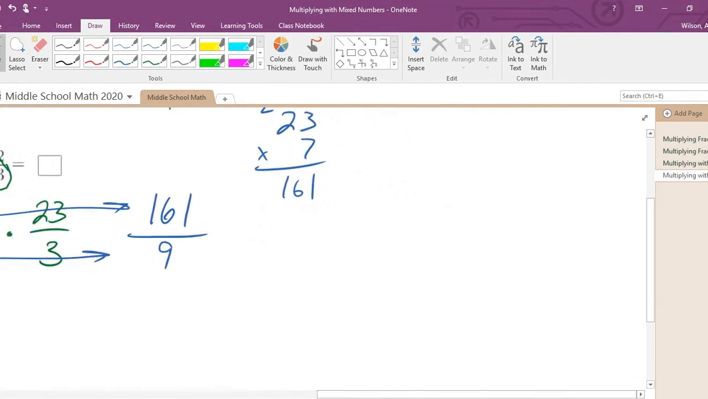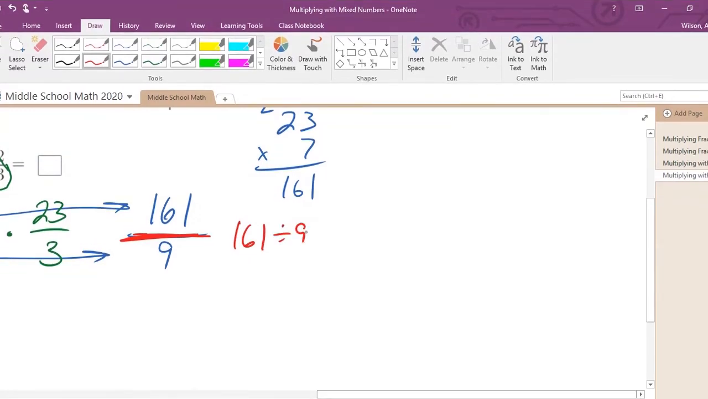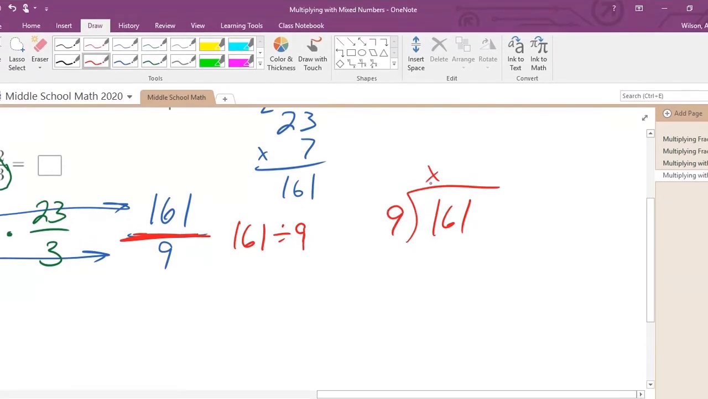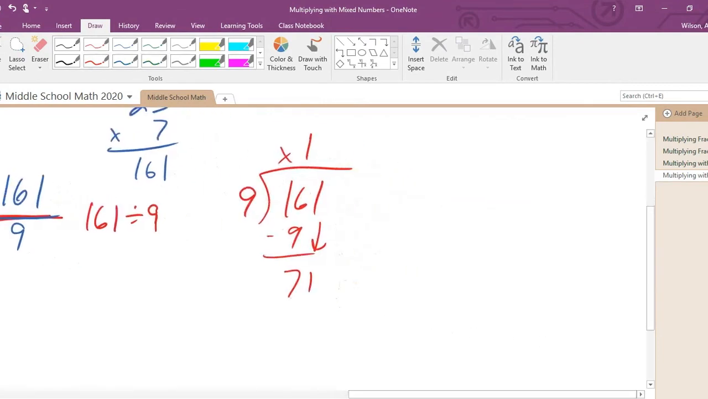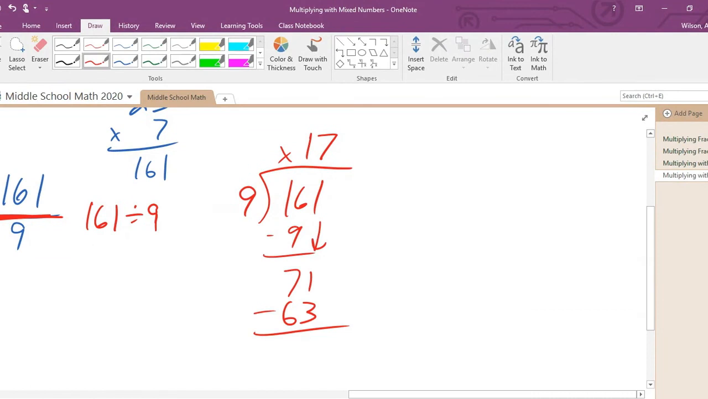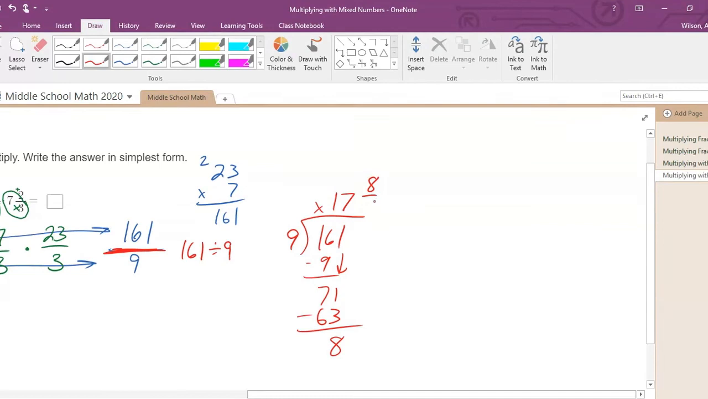Now you're staring at a division problem. Remember, this line means to divide, so it's actually 161 divided by 9. 9 cannot go into 1, but it can go into 16 once. 1 times 9 is 9. 16 minus 9 is 7. Bring down the 1. How many times does 9 go into 71? Let's see. 9 times 7 is 63. And then 71 minus 63 is 8. So the whole thing gets written as 17 8/9. That was a tough one.